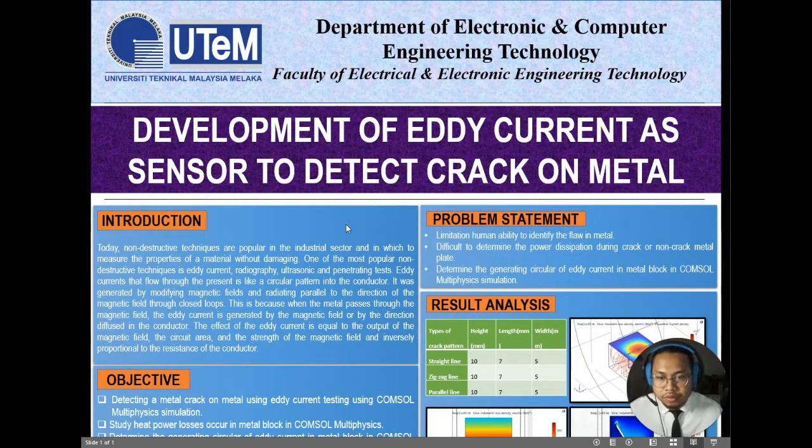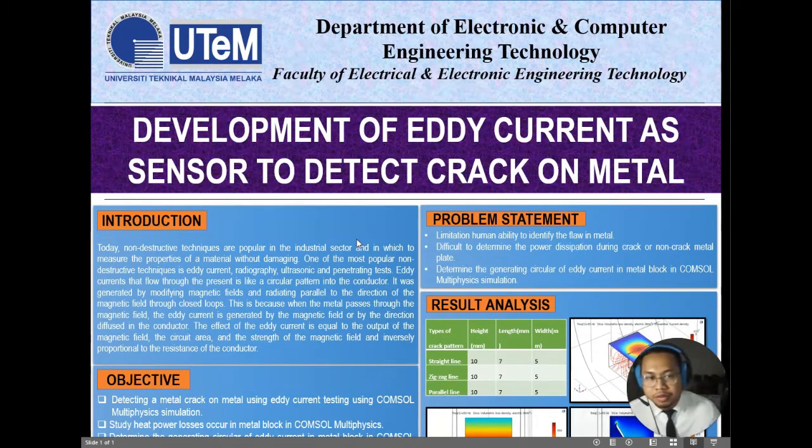Eddy current flows in a circular pattern in the conductor. It is generated by a changing magnetic field, flowing in closed loops. This is because when the metal passes through the magnetic field, eddy current is generated by the magnetic field diffused in the conductor. The effect of eddy current is proportional to the rate of change of the magnetic field, the circuit area, and the strength of the magnetic field, and inversely proportional to the resistance of the conductor.